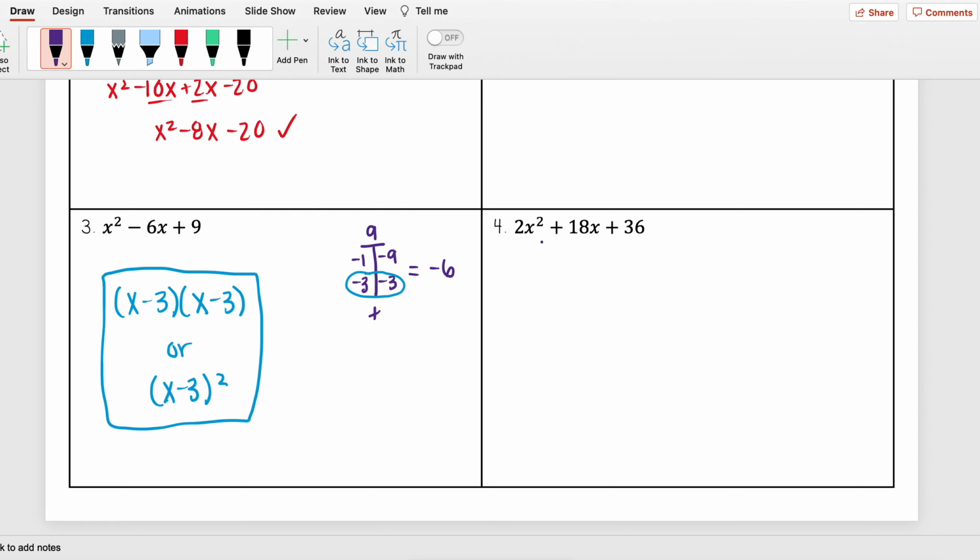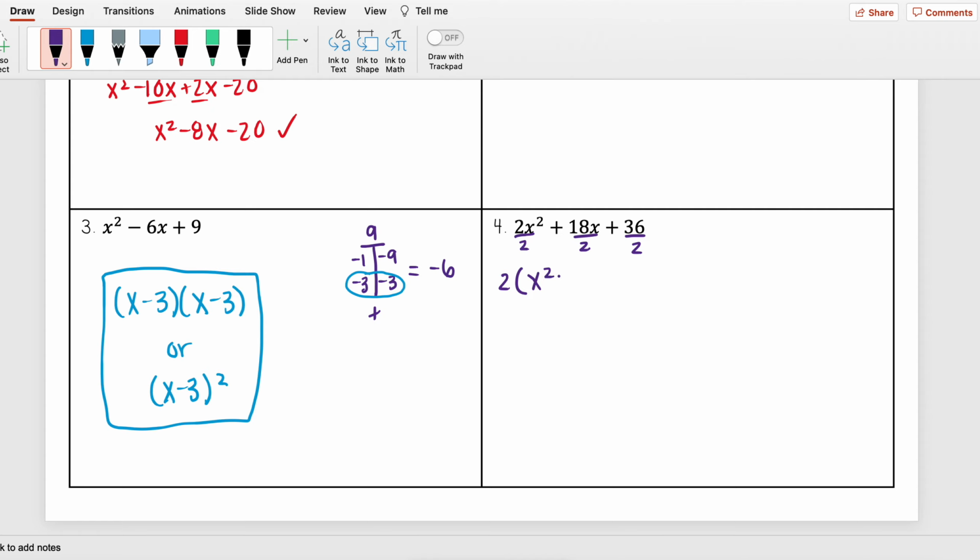Okay, now for this last one, I see I do actually have a number in front of x squared. So initially, you may think of going ahead and using the AC method here because I have a number in front. But you have to remember that your first step is always to check for a GCF. And I see since all of these coefficients, 2, 18, and 36 are even, I can divide out a 2. I can factor out a 2. So I'm going to factor out 2 from each of those.